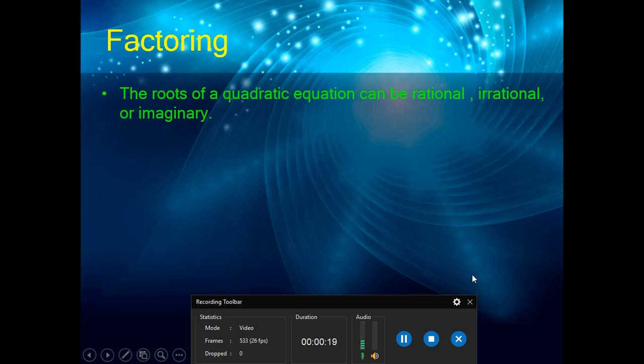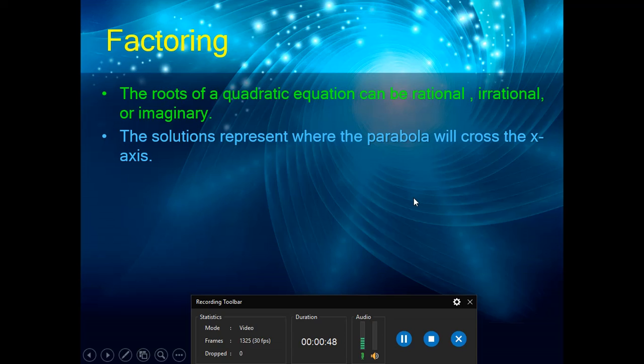So over the course of this unit, we've discovered many different ways of factoring a quadratic equation. Remember, the roots of our quadratic can be rational, so they can be positive numbers, negative numbers, fractions and decimals. They could also be irrational, which are square root radicals, or imaginary. We're not going to cover imaginary numbers in Algebra 1. That'll be a topic you explore with Algebra 2. We also know that the roots, or the solutions, represent where our parabola will cross the x-axis.